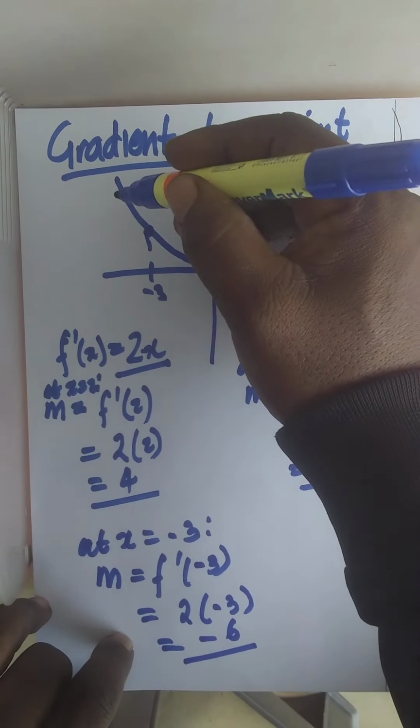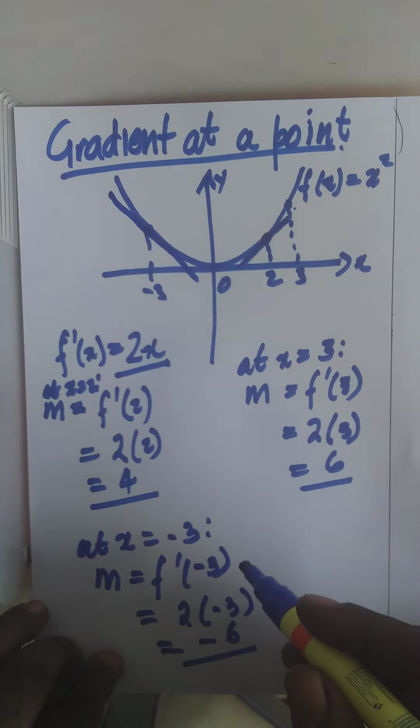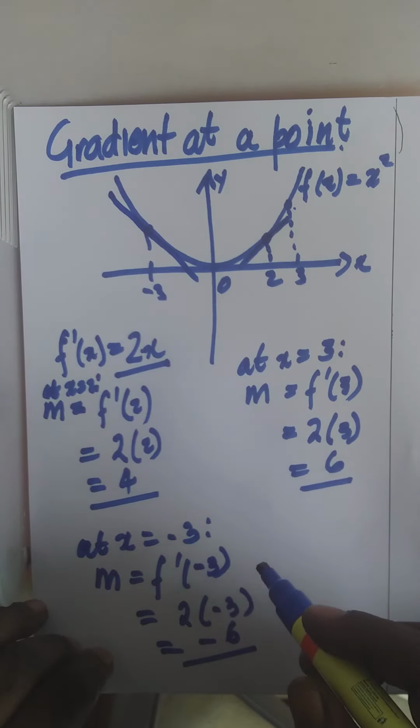So surely you can see that if you could draw a tangent passing through that point, it would have a negative gradient.